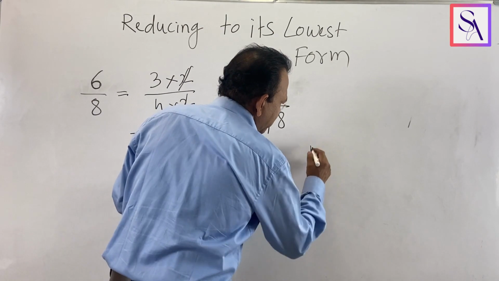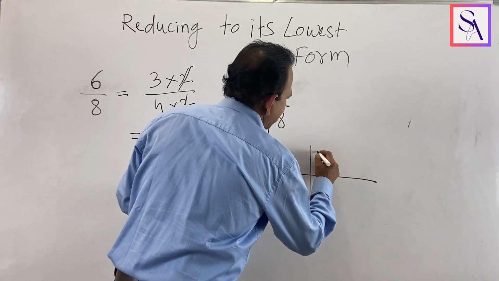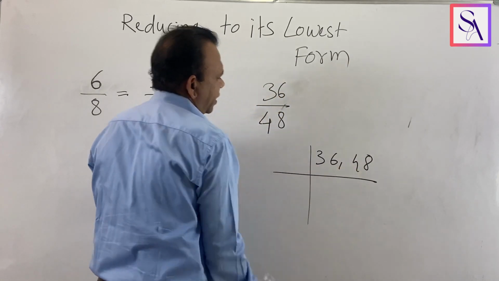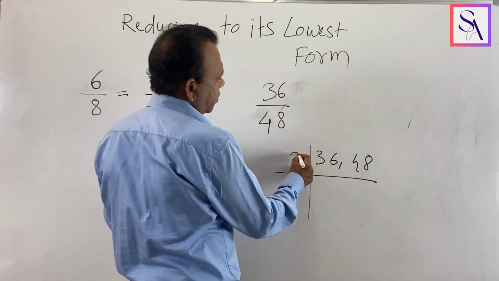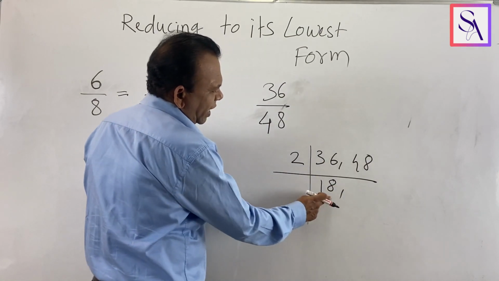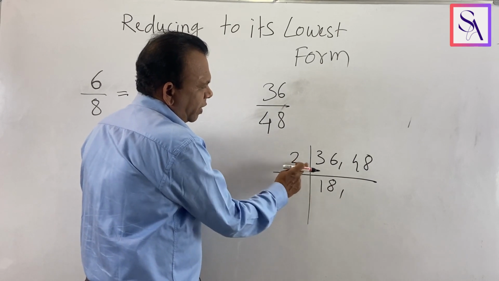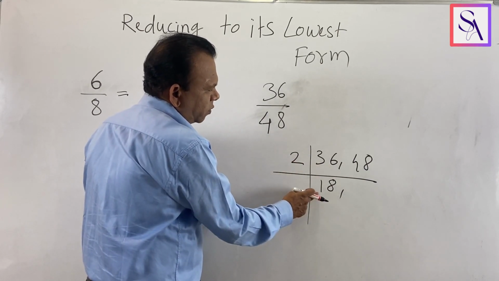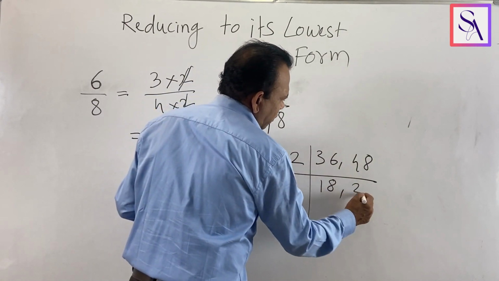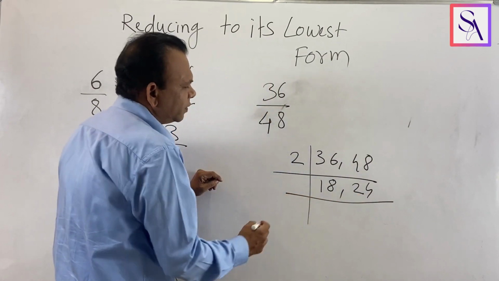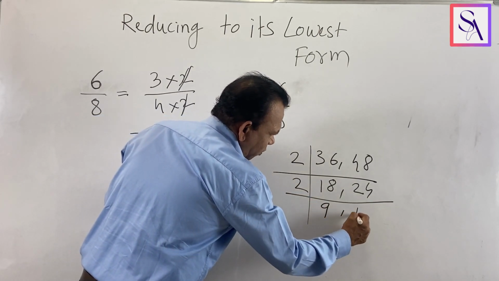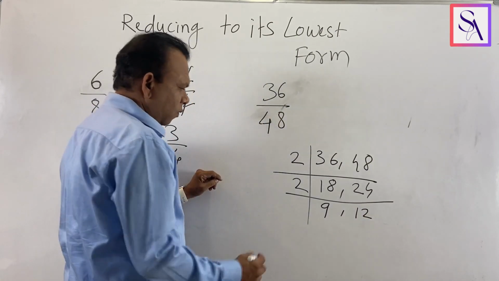So how to find it? We generally write like this, 36 comma 48, and we start with the lowest number 2. 2 1s are 2, 2 8s are 16. So we are writing the quotient here only. We are dividing 36 by 2, 2 1s are 2, 1 carry, 2 8s are 16, then 2 2s are 4, 2 4s are 8. Again 2, 2 9s are 18, 2 1s are 2, 2 2s are 4.